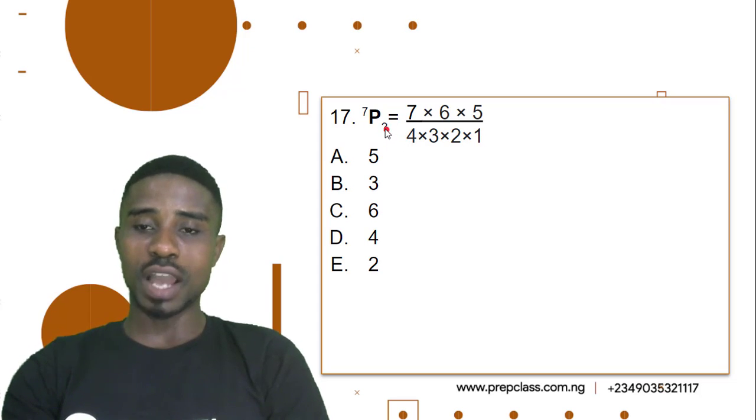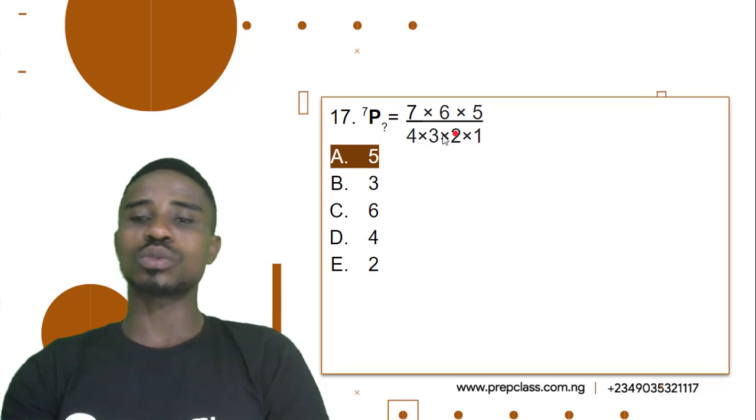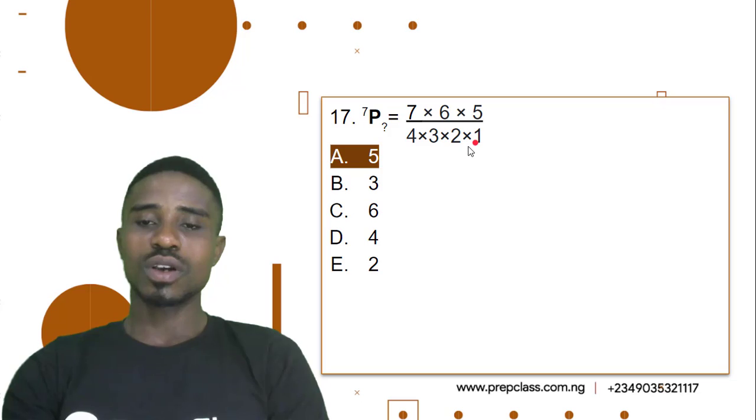And that number is 5. So option A will be our correct answer. So if this is 5, it definitely means this will be 4 times 3 times 2 times 1. All right, let's check it out. 17, correct answer is 5. Because if this is 5, then it's going to start from a number 1 value less than we multiply through. So 5, then this will be 4 times 3 times 2 times 1. All right, let's look at the next question.